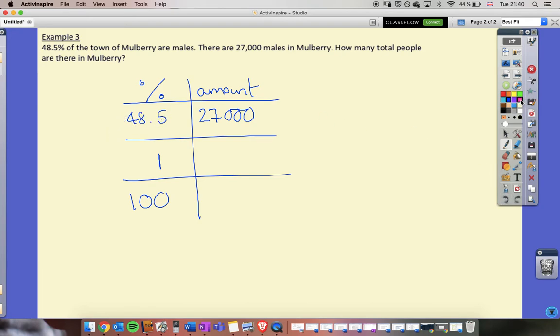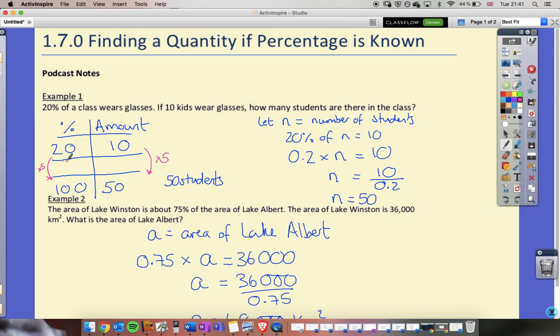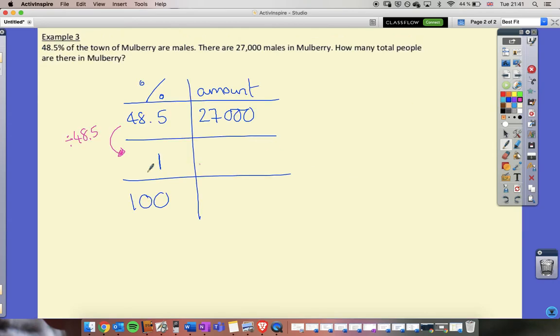Let's use a different colour to show what's happening. So, going to 1 is always a safe option. I just divide by 48.5. I could have done that with this method. I could have divided by 20 and got to 1, and that would have worked there. So if you can't see an easy way to get from the starting percentage to the end percentage, it's always safe to go via 1. So I just have to make sure I do the same on this side.